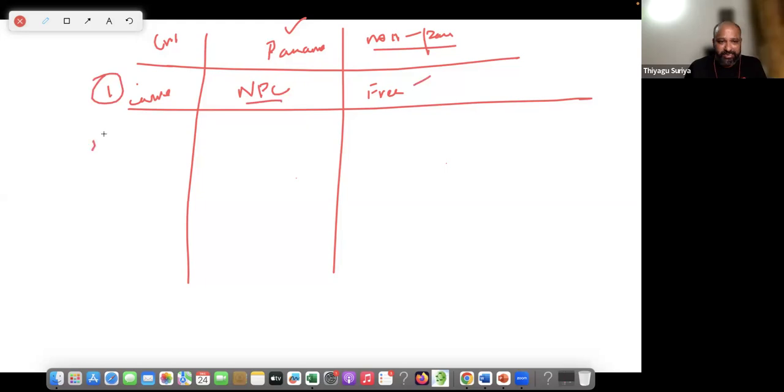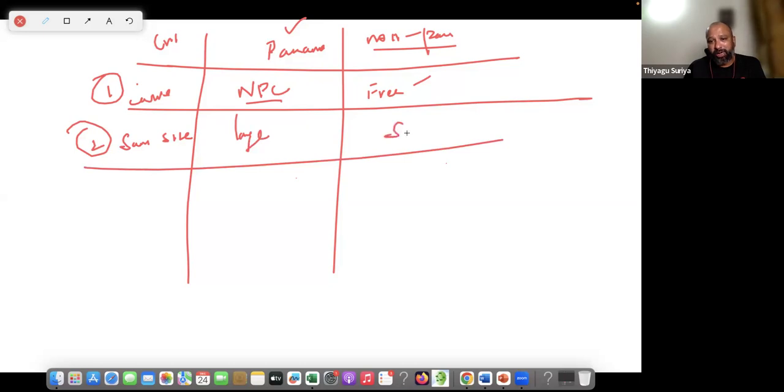The second characteristic is sample size. If the sample size is large, then you can go with parametric. If the sample size is very small in nature, then you can go with non-parametric.